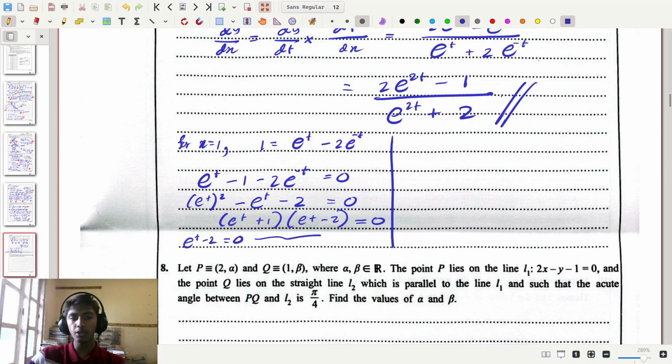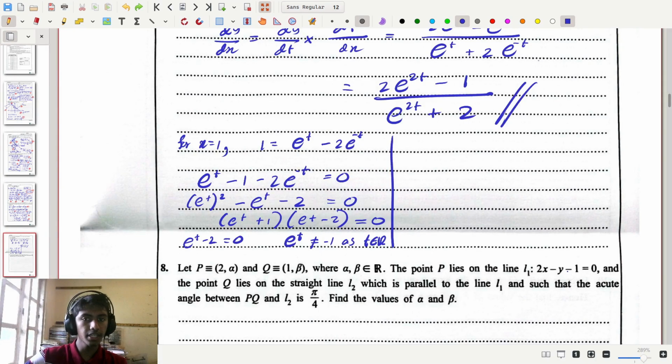Now for our logic on why we can get rid of this part, we need to write something. In order to write something, we could probably write something like e to the power of t is not equal to minus 1 as t is an element of the real numbers. I think that this is sufficient explanation for why we can eliminate e to the power of t plus 1 equals 0. So now that we've done that, we have e to the power of t minus 2 equals 0.